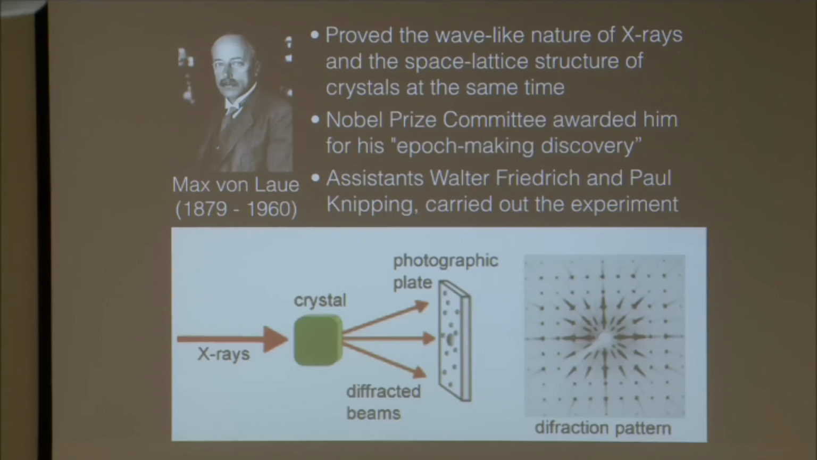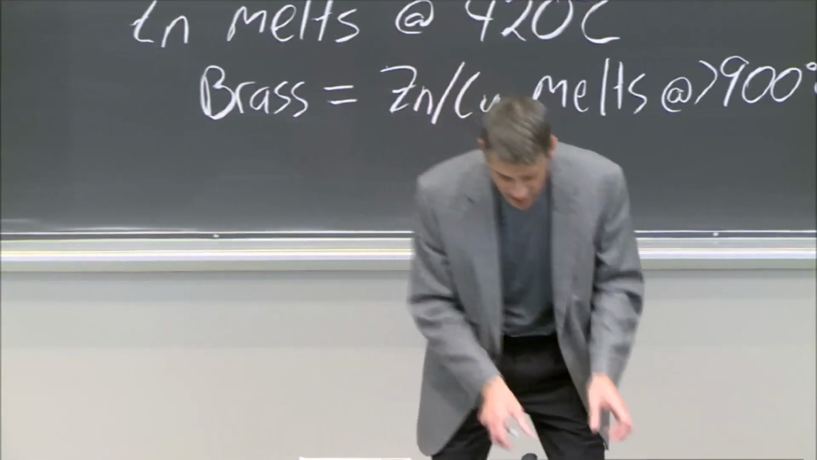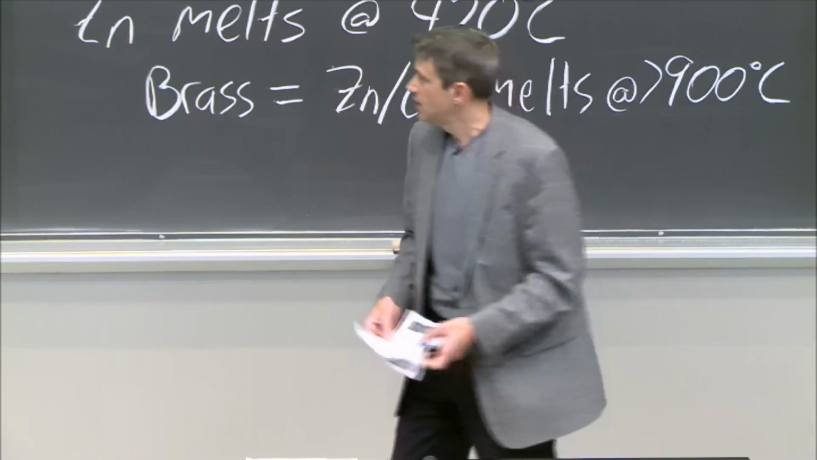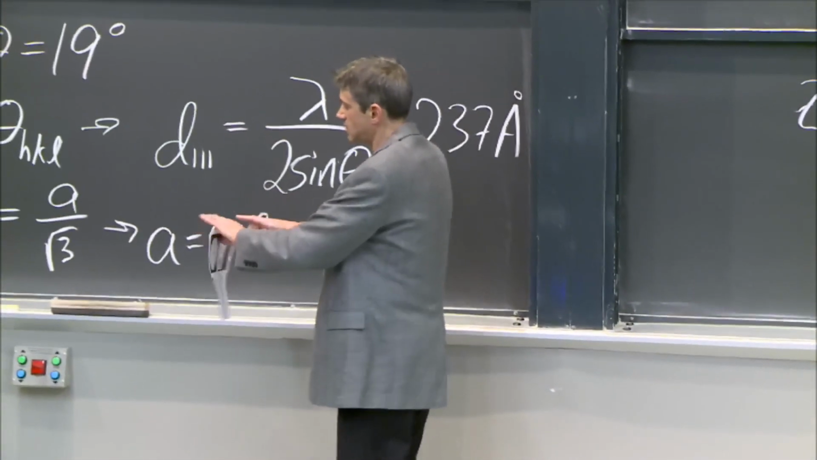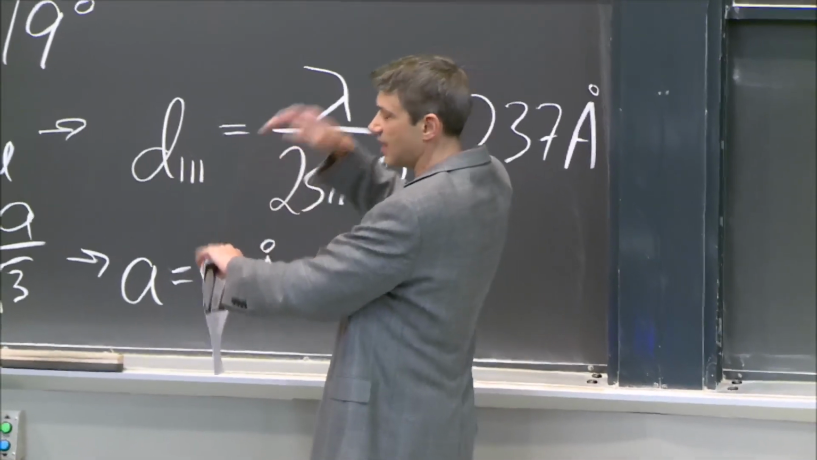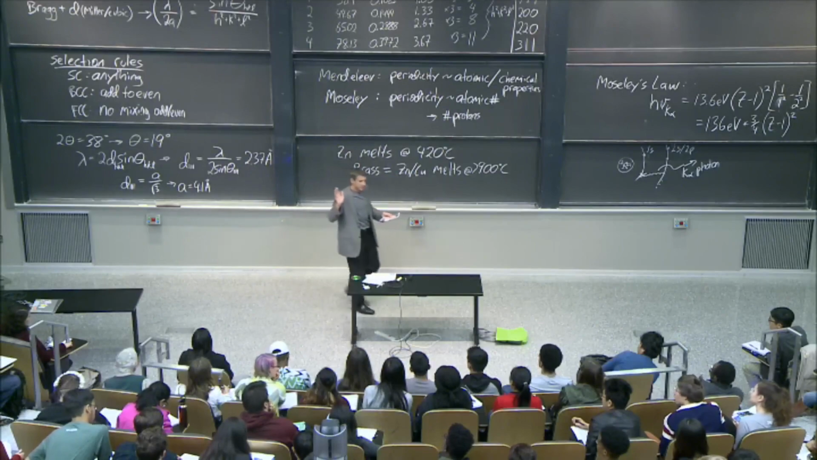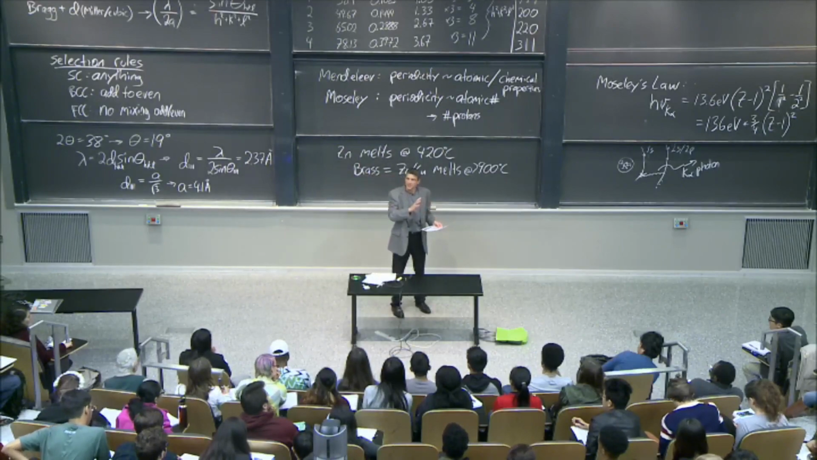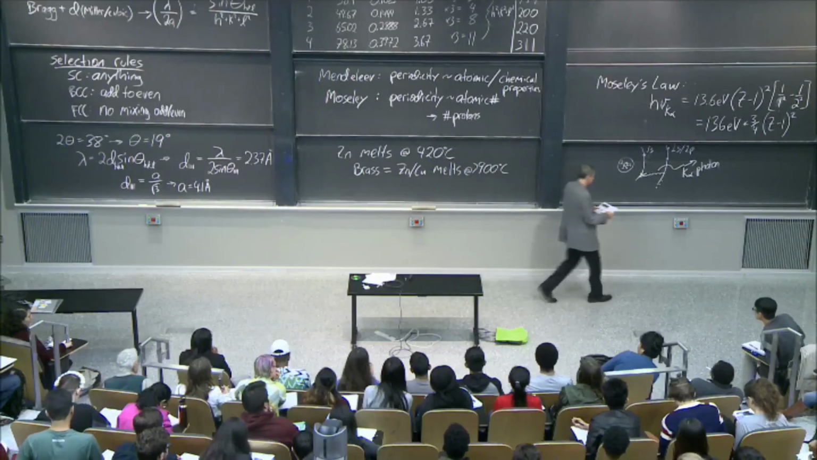Walter and Paul. What they did was different, though. They took this continuous spectrum, and instead of varying the angle but having a fixed lambda, they did the opposite. Because the continuous spectrum has all lambdas, right? And so you can imagine how this works.